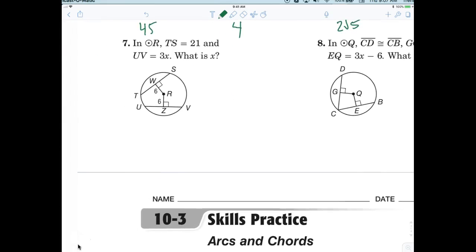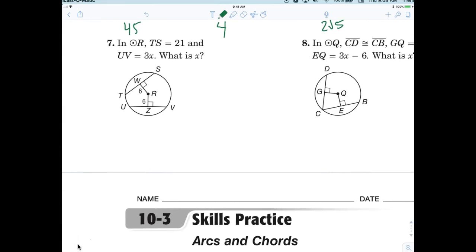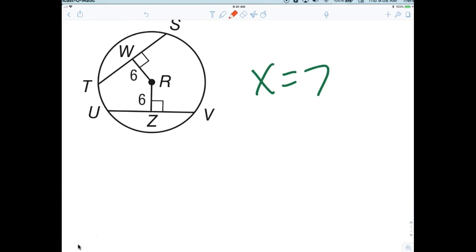All right, let's look over here now. It says TS is 21 and UV is 3x, so that's obvious. X equals 7, right? How do I know that? Somebody tell me. Because they're equidistant. If chords are equidistant from the center, they're equal. All righty?